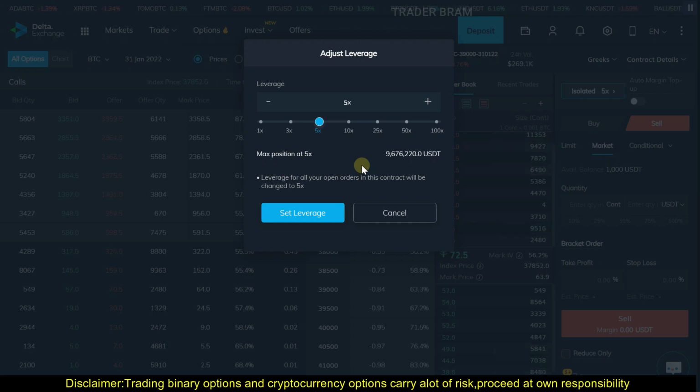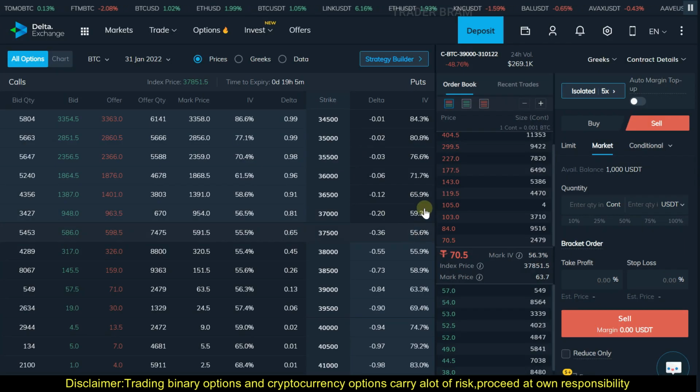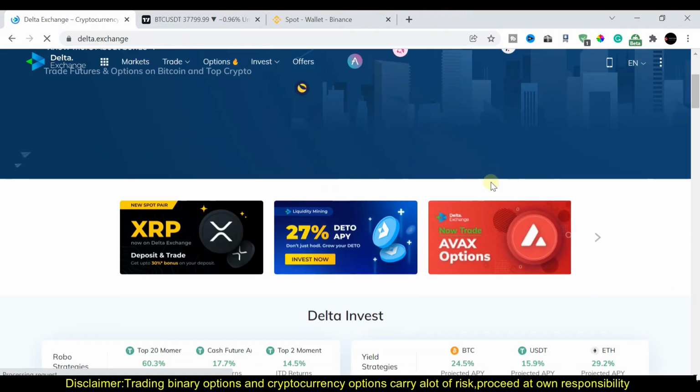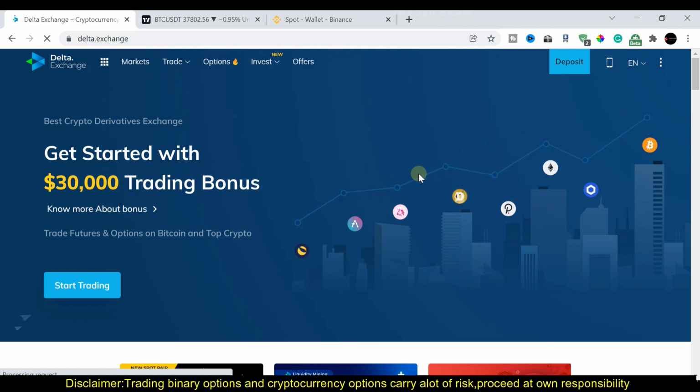Because with your expiry date, that's when you understand how your contracts are expiring, when to get out of the market, when to take your profit, or when to reduce your losses. So let's learn how to deposit into our account.